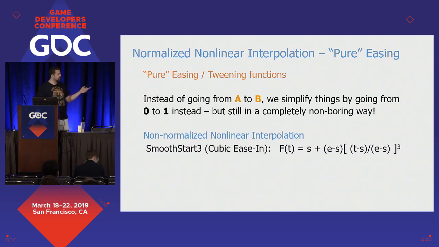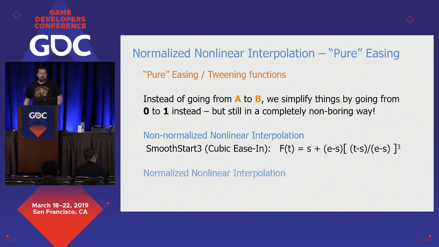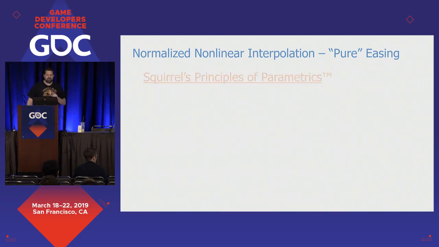Just to give you an example of why I like this, and we'll give a couple examples. This is smooth start 3, the cubic ease-in, if you're going from start to end. You have to sort of range map it from where you want to go, and if you work through the math, you're actually sort of temporarily into a 0 to 1 space, and then you cube it, and then you have to range map back, right? Whereas that same function is just simply t cubed if you're working in the 0 to 1 space. So that's definitely the win.